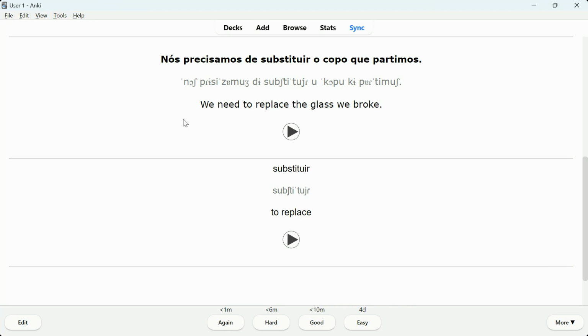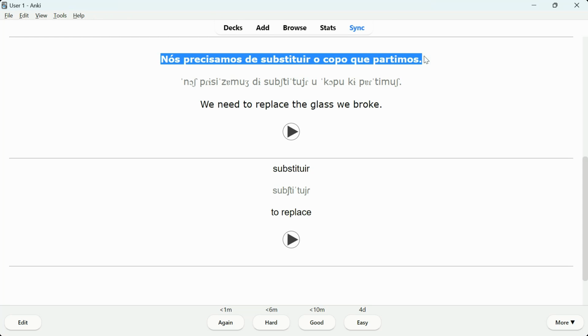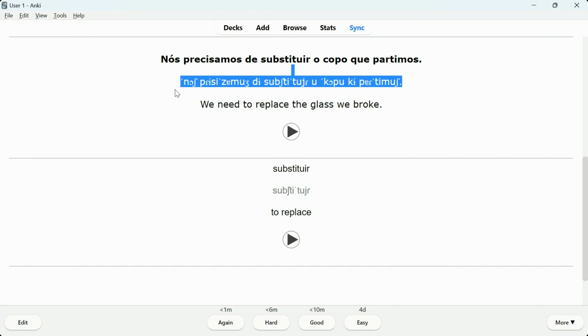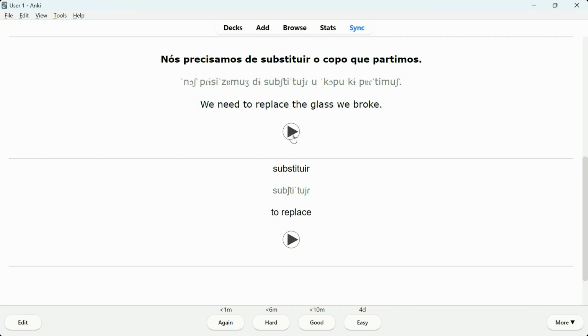As I mentioned before, there are two versions of Portuguese. You have a Brazilian one and a European one. And because of that difference, of course, you have different audio, different pronunciation, different IPA annotations. So it really matters which version of Portuguese you choose. But the setup, the structure, that is the same. So we have sentence in Portuguese, IPA annotation, English translation, and audio. Nós precisamos de substituir o copo que partimos.